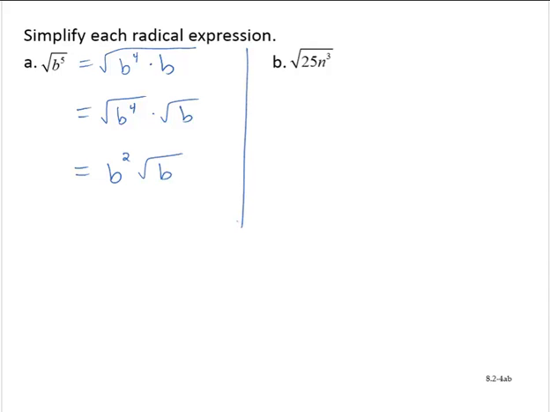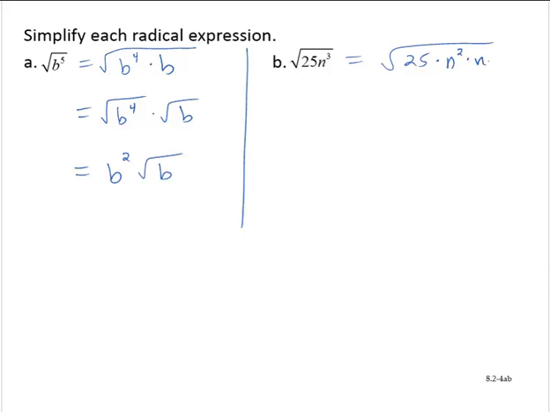Exercise B, we're asked to simplify the square root of 25 n to the third. So I'm going to break this up. Well, first I'm going to think of this as 25 times, now n to the third I'm going to think of as n squared times n.